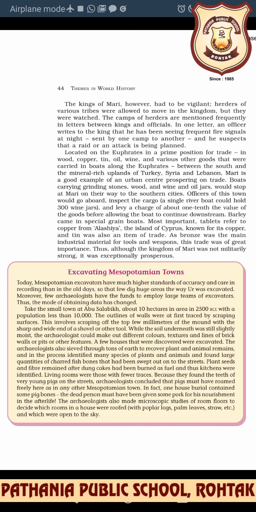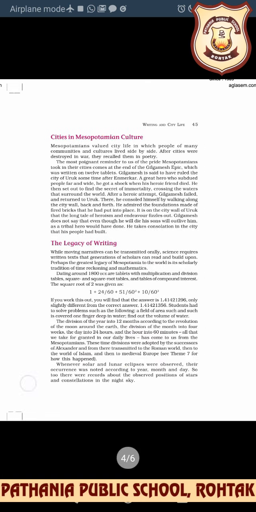And from what we have read about Mari, the kingdom of Mari was not militarily strong, but just because of trade it was exceptionally prosperous. So beta, this was the topic about a trading town in a pastoral zone. It means this area, Mari, actually lay in the pastoral zone, but it became a trading town. Now beta, the next topic is about the cities in Mesopotamian culture.